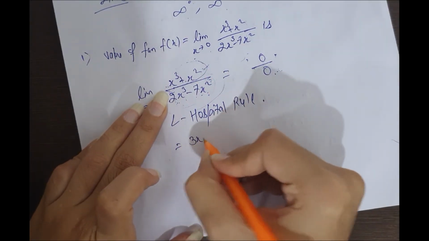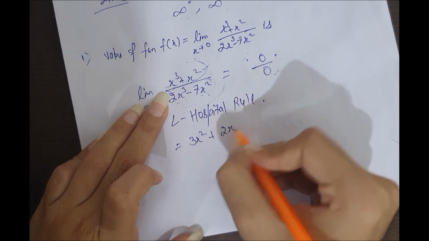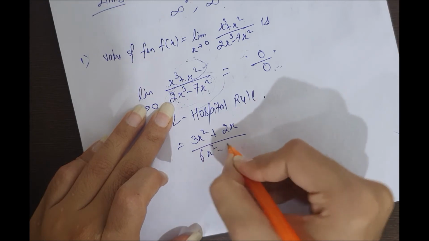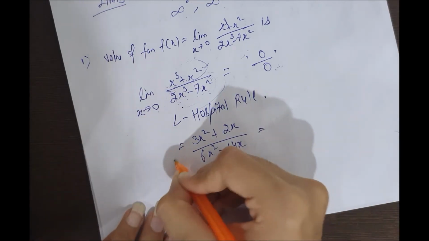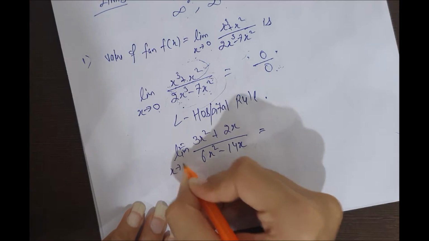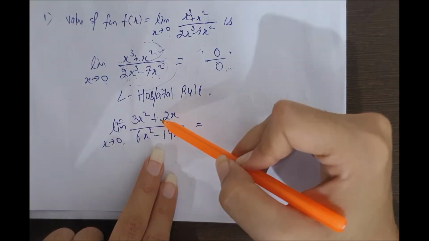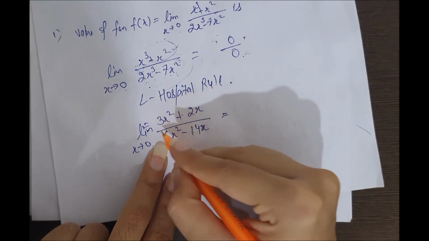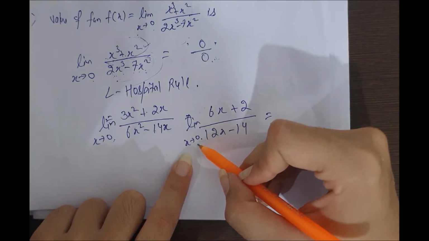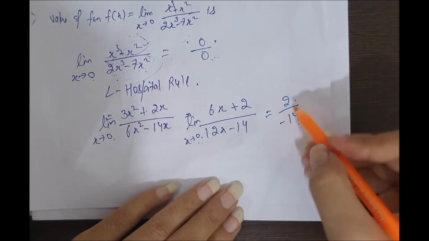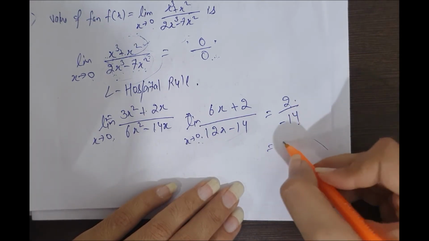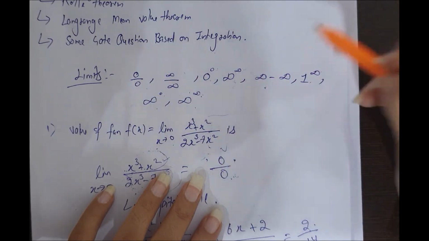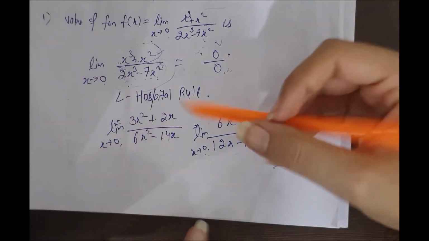It will come out to be this. Now similarly with the denominator. If we again apply the limit, it will come out to be 0 by 0 form again. Again apply L'Hospital rule on it. Now if we apply limit x approaching 0, it will come out to be 2 upon minus 14, which is equal to minus 1 by 7. If the function comes out to be one of these forms, then we have to apply L'Hospital rule on it.